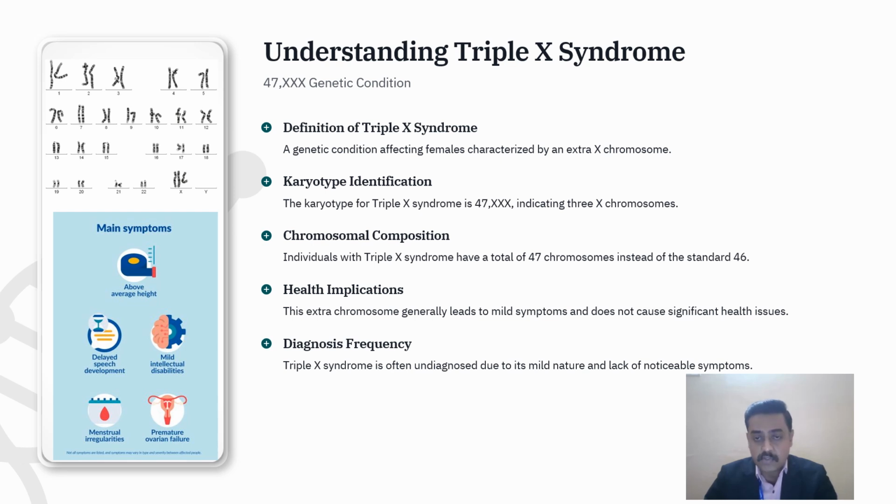The extra chromosome generally leads to mild symptoms and does not cause significant health issues. However, it often goes undiagnosed due to its mild nature and lack of noticeable symptoms. Individuals have above average height, delayed speech development, mild intellectual disabilities, menstrual irregularities, as well as premature ovarian failure.